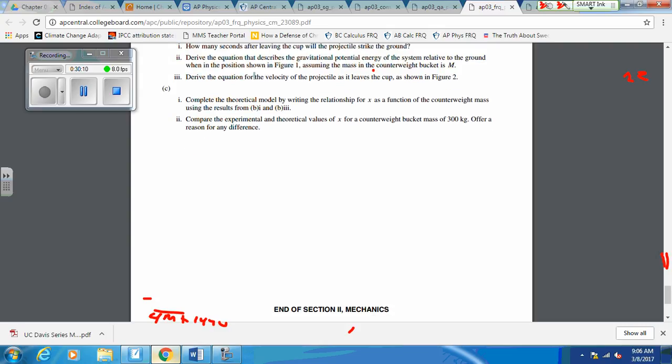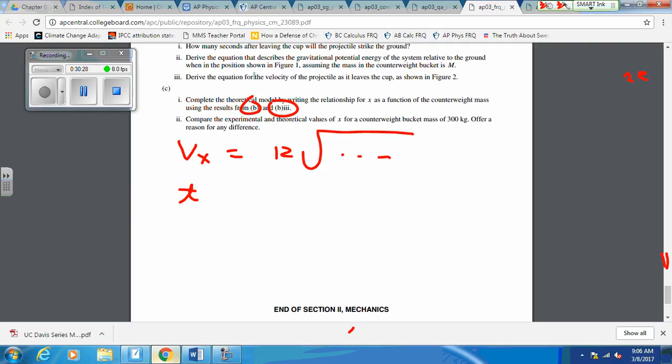Okay, complete the theoretical model by writing a relationship for x as a function of the counterweight mass using the results from here and here. Well, if I look at the results from there and there, I have a result for Vx, which was sort of complicated. It was 12 root blah, blah, blah. And I also have a time in the other part that was equal to root 3. Well, I am no dummy. The theoretical model they wanted was x equals vxt, and hey, I can do that. On the real paper, I would not put the dot by dots, obviously.